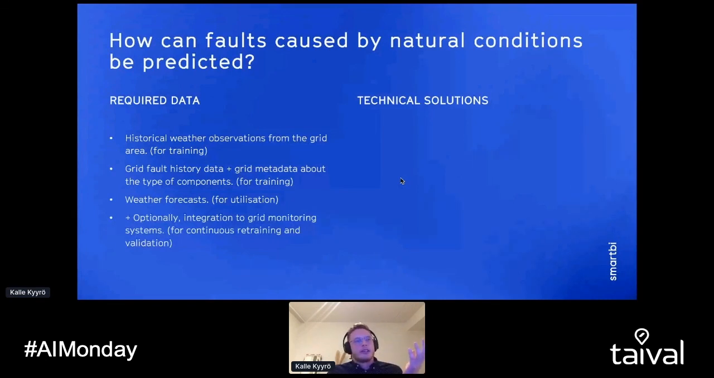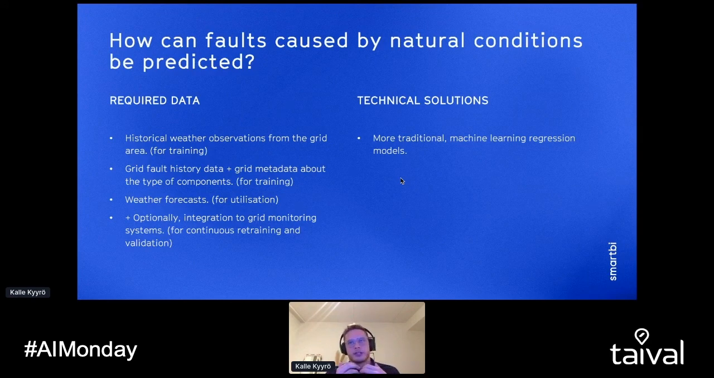Furthermore, it can also be integrated into multiple different grid monitoring and grid control systems to be able to continuously retrain and validate the models. And how technically these kinds of solutions can be built, we have multiple options. We can use more traditional machine learning regression-based models like random forest-based models, or we can use more advanced neural network-based models. It doesn't really matter. We have built solutions that have fared well with both types of approaches.